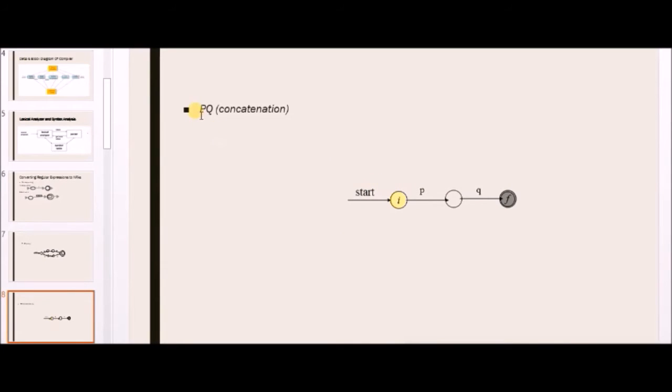Now P and Q concatenation. We are in state I. Take the P move, and we will be able to go to the next state. After taking the Q transition move, we will be able to go to the final state, which is F.